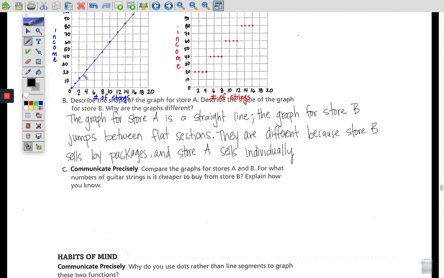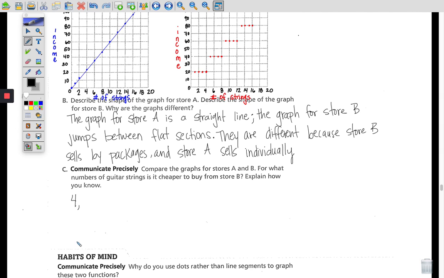However, if I needed four strings at store A, it would cost me $24, where at store B, it would just cost me $20. So, for what numbers of guitar strings is it cheaper to buy from store B? I know 4 guitar strings is cheaper to buy from store B. 1, 2, or 3 would be A.